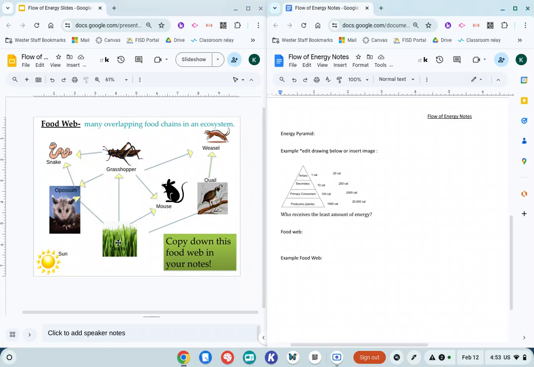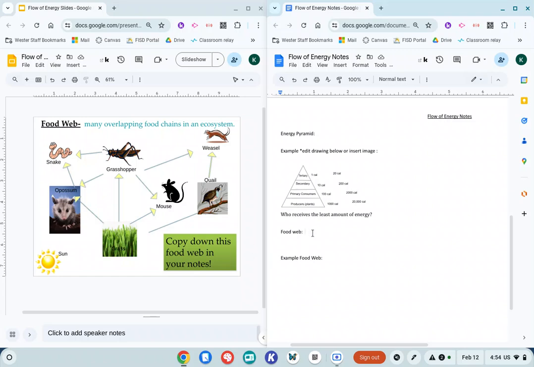We could look at the food chain between the grass, the grasshopper, and the snake. We could look from the grass to the grasshopper to the weasel. We could look from the grass to the mouse. Lots of different overlapping food chains. It's a lot more realistic as many organisms are consumed by other organisms and many organisms consume the same organisms. Again, it depends on the food chain that we're looking at.